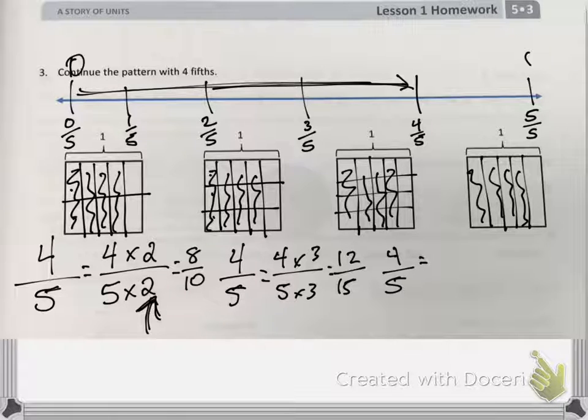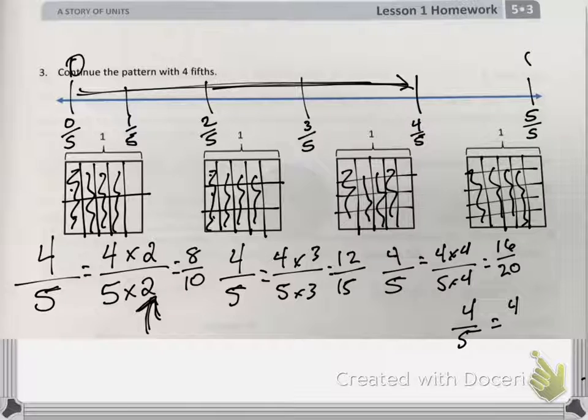4 groups started with, shaded, 5 groups total, equals 1, 2, 3, 4. So 4 groups of 4, 5 groups of 4, 16/20. And 1, 2, 3, 4. I started with 4 groups of 5. And now I have 4 groups of 5 and 5 groups of 5.